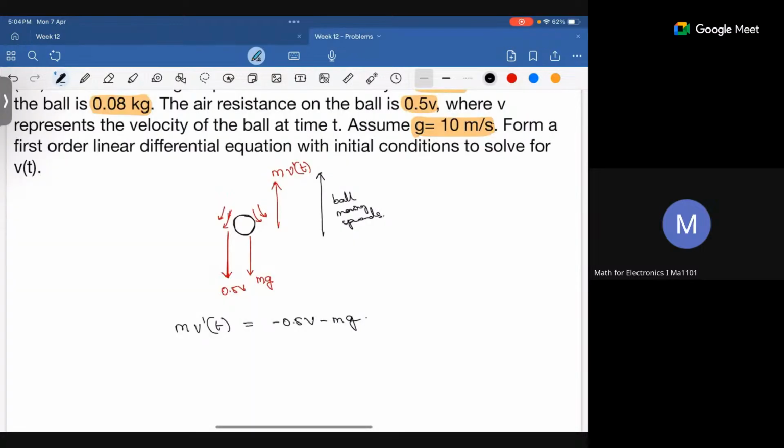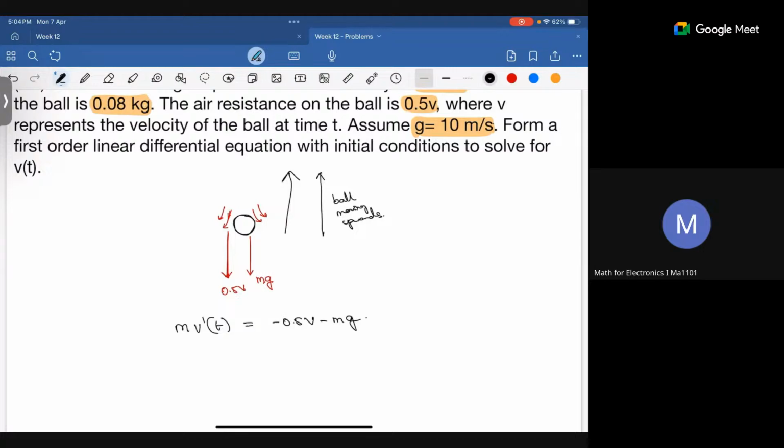Right here also, this is the total force that is acting. So the total force will be 0.5v plus mg, but in the opposite direction of the ball. The ball is moving upwards, and these forces are acting downwards. Therefore mv'(t), which is the total force ma, should be minus 0.5v minus mg.